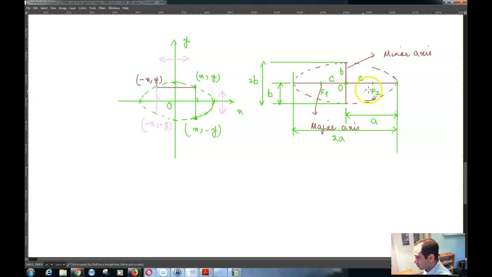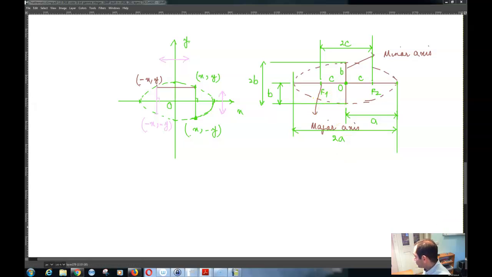So that's basically the whole story. Now, one thing that I forgot here is that the distance between the two foci is, of course, going to be 2c. C plus c is equal to 2c.